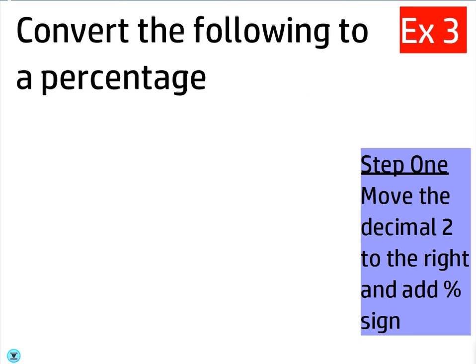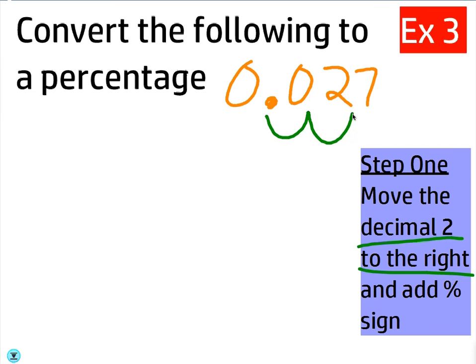Okay, now what if we had something like 0.027 and want to convert that to a percent? It would not be 27%. Let's look at where the decimal is. We're going to take that decimal and move it 2 to the right. Oh, okay. Okay? That's why it's important to write these steps down.